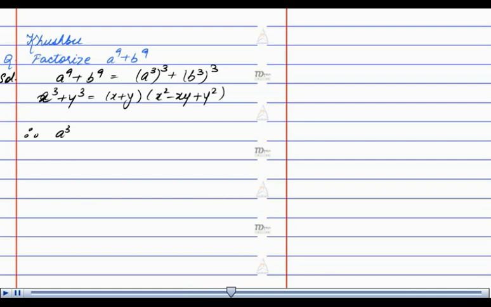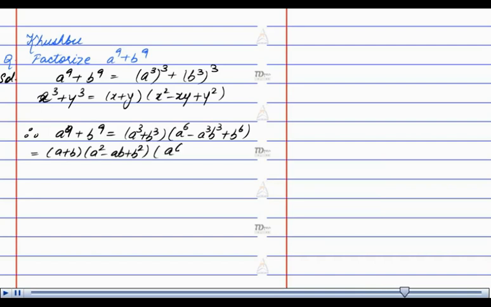Therefore, a to the power 9 plus b to the power 9 becomes a cube plus b cube into a to the power 6 minus a cube b cube plus b to the power 6. Again, a cube plus b cube can be broken down into a plus b into a square minus ab plus b square, whole into a to the power 6 minus a cube b cube plus b to the power 6. This is the required solution.